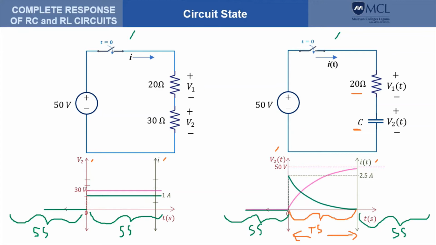So in a circuit containing energy storing elements, usually the circuit is in steady state. Then you introduce a change on the circuit, a transient state will occur, but eventually that circuit will again go to a new steady state.